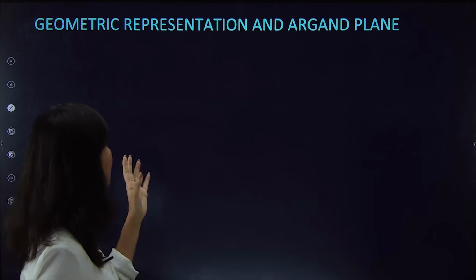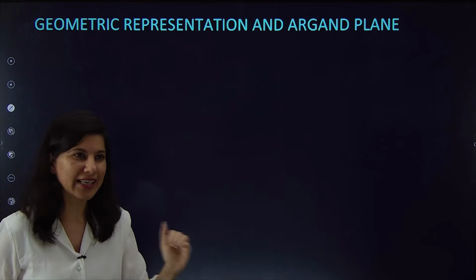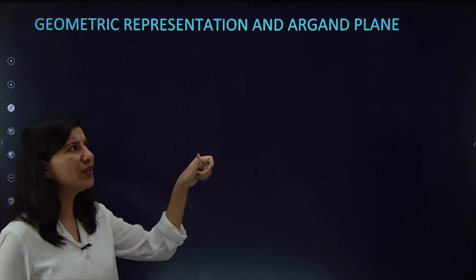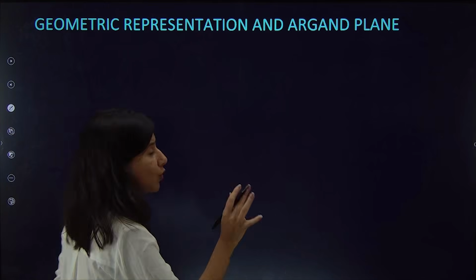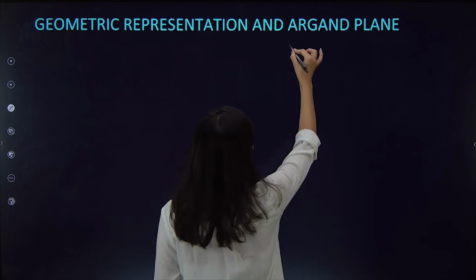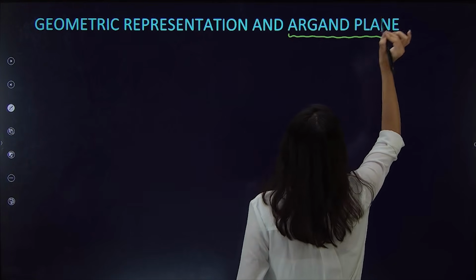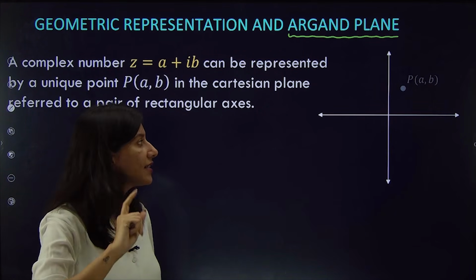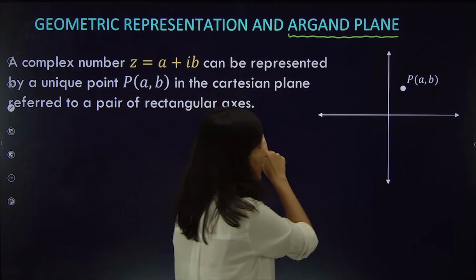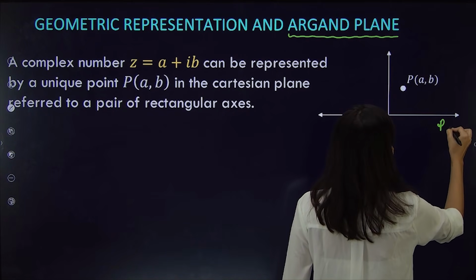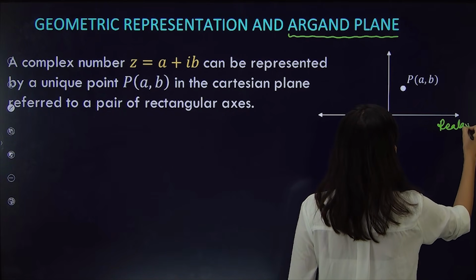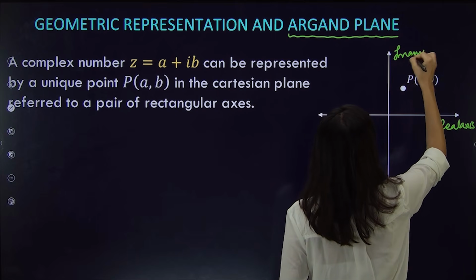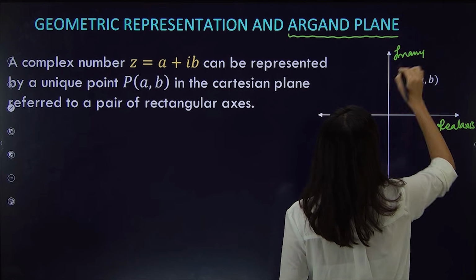Geometrically, you know that the x-axis and y-axis are there in the real world. But when you talk about complex numbers, you don't have a coordinate plane, you have the argand plane. In the argand plane, there is no x, no y concept. There is a real axis and an imaginary axis. The real axis is just like your x-axis, the horizontal one. The imaginary axis is just like your y-axis, the vertical one.